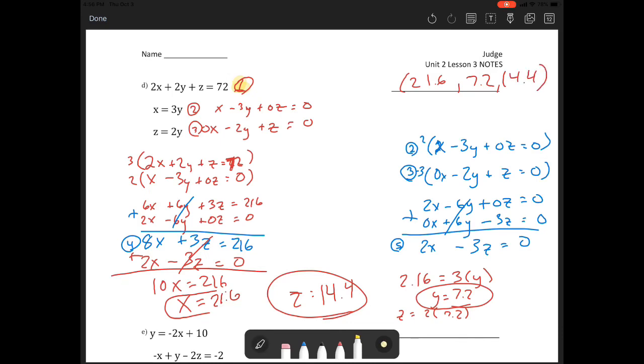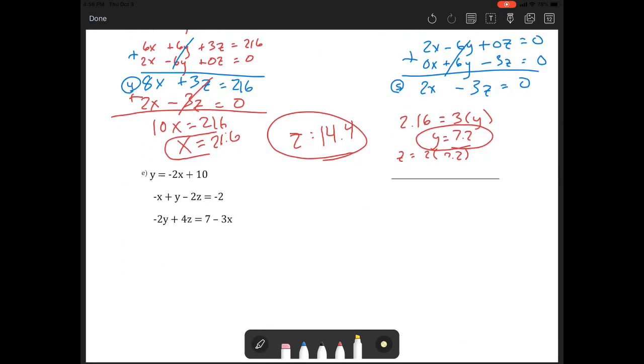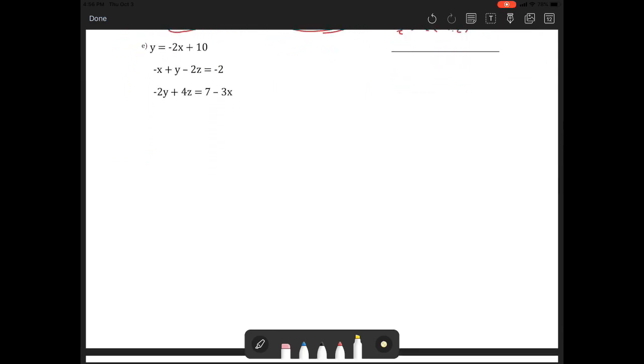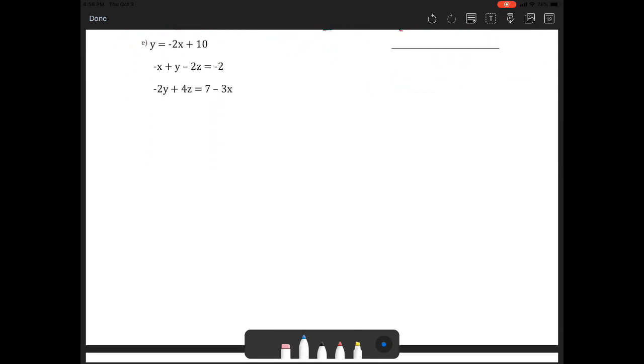7.2 and 14.4. Okay, we're going to move on to E. So again, we've got to maneuver this one.